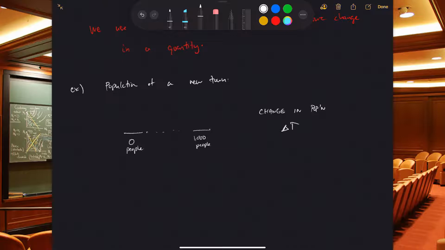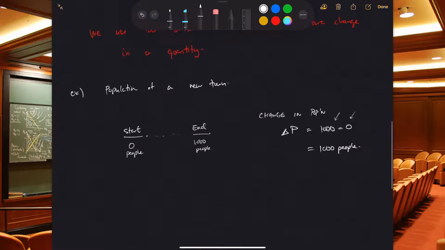AKA change in P, we'll use the same variable here. Change in P, well, that's going to be the ending population minus the starting population, which we know is 1,000. Let's do that over here. 1,000 minus 0 equals 1,000 people. And again, it's going to carry the units of these quantities here. So that's the change in P.